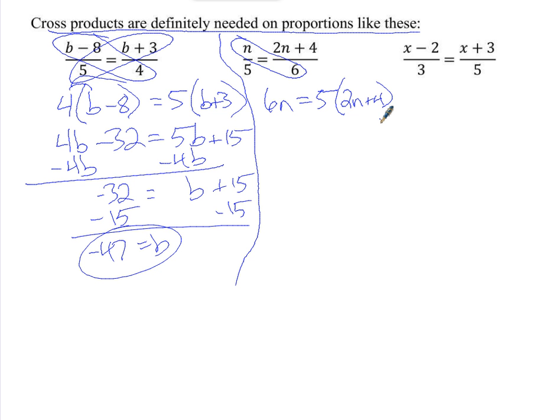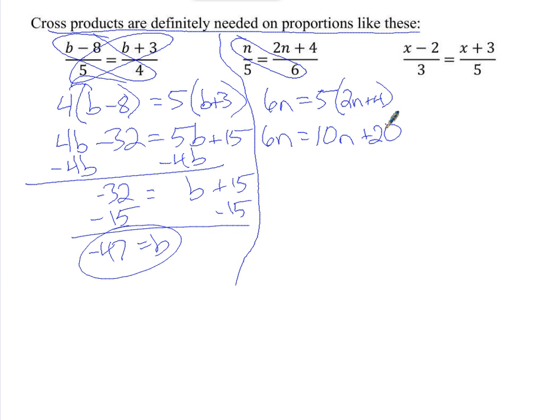It sets up a distributive property problem. That's fine. Make sure you write it down like a distributive property problem. Now what? So we get 6n equals 10n plus 20. Okay, now what?